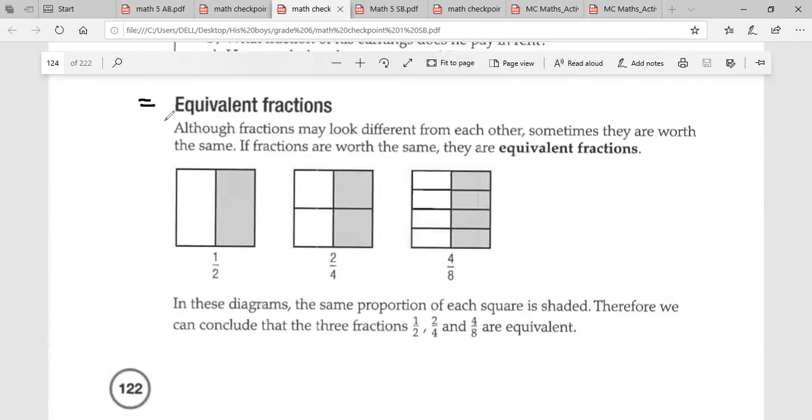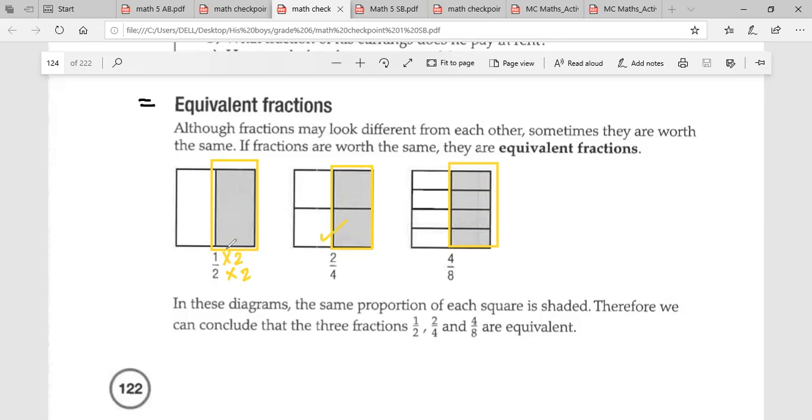So how do we make an equivalent fraction? He gave an example: 1/2 is equal to 2/4, which is equal to 4/8. How do we get it? Because if you look at these parts, we can find equal parts. What happened? I multiply the numerator and the denominator. Here I multiply by 2. 2 multiplied by 2, you get 2/4.